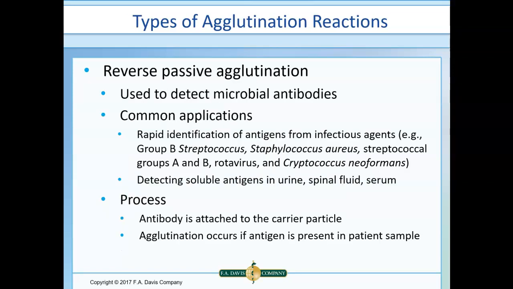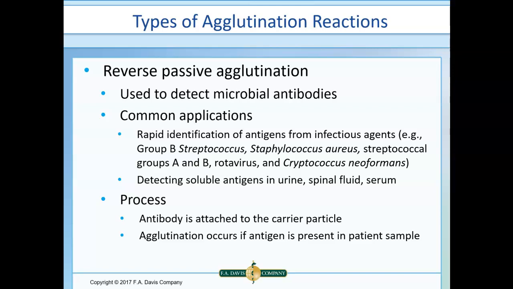Reverse passive agglutination is the opposite of what you would think. This is used to detect microbial antibodies. Some common applications are looking for group B strep, staphs, strep groups A and B, rotavirus, and cryptococcus. We're looking for soluble antigens in urine, spinal fluid, and serum.